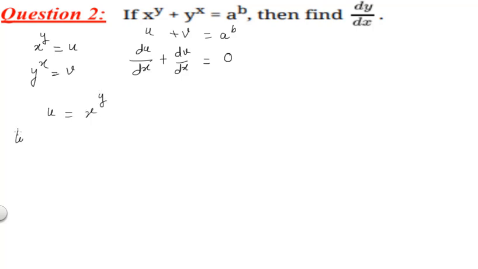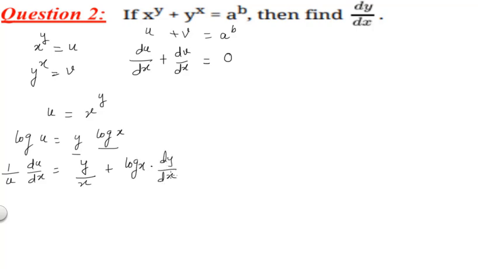Take log on both the sides. We get log of u equals y log of x. Now you can just use product rule here. Differentiating both the sides with respect to x, we get 1 upon u du by dx equals, see y as it is, differentiation of log x is 1 upon x, plus log x as it is, differentiation of y is dy by dx. We'll multiply both the sides of the equation with u.